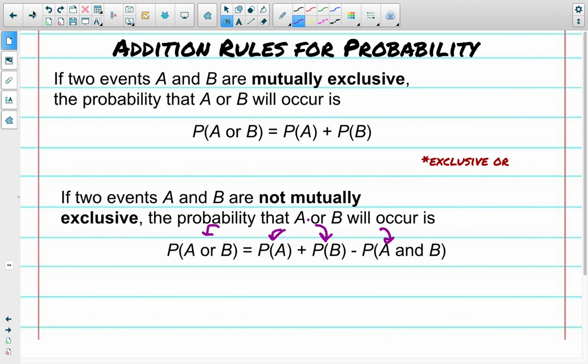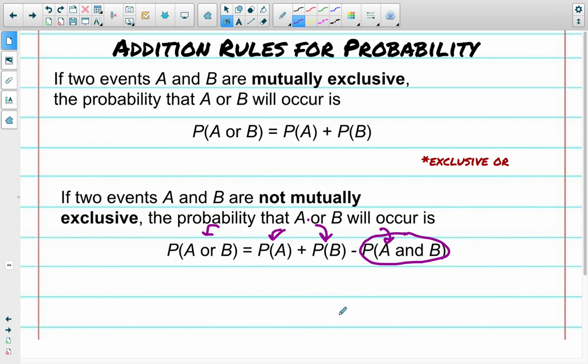If they are not mutually exclusive, then we have to subtract out the and. We have to subtract out the probability that they're both going to occur. So it's similar. We're adding the probabilities together of the individual events and then subtracting out the and.